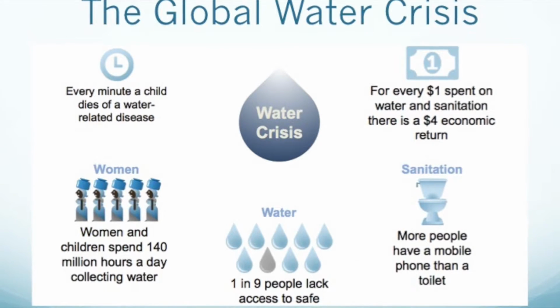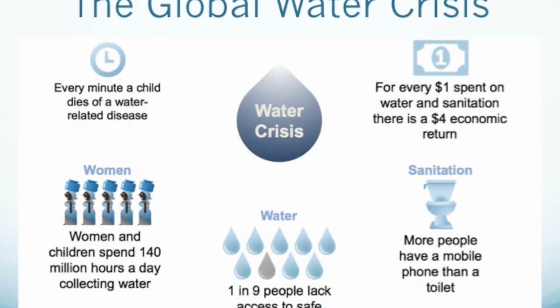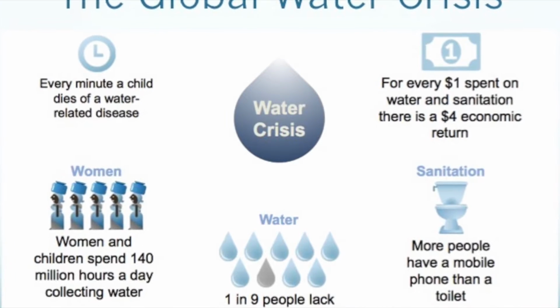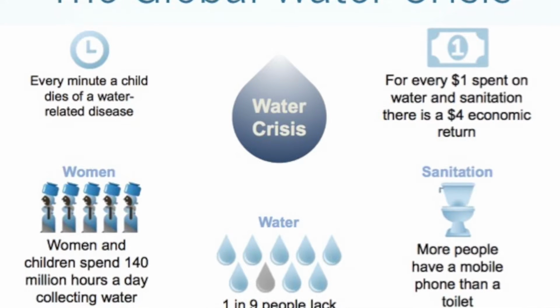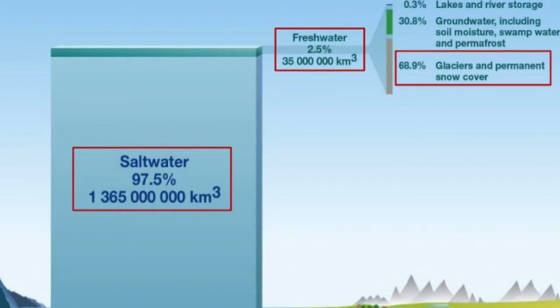The global water crisis is an issue that affects people around the world. In fact, 1 in 9 people lack access to safe water resources. Lack of water can lead to sanitation issues, disease, and even death. However, there may be a solution to this crisis within nature itself.